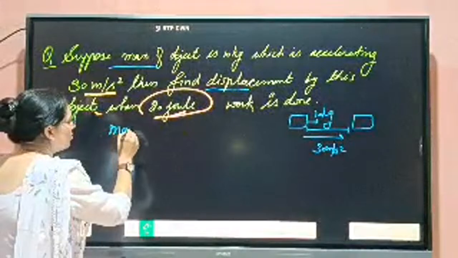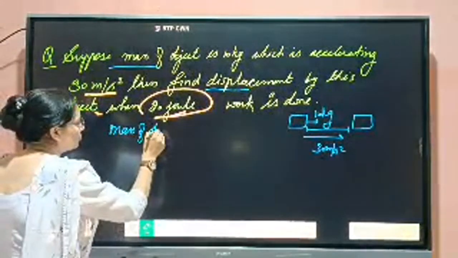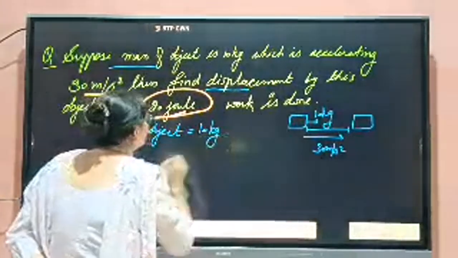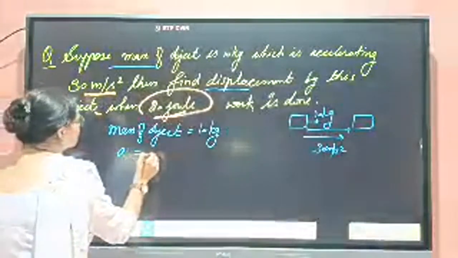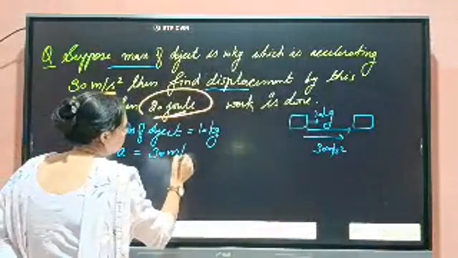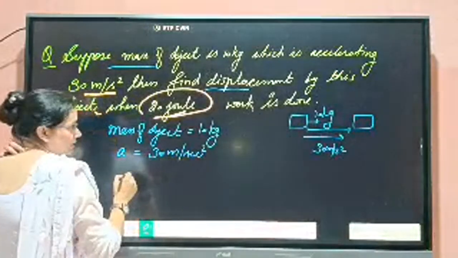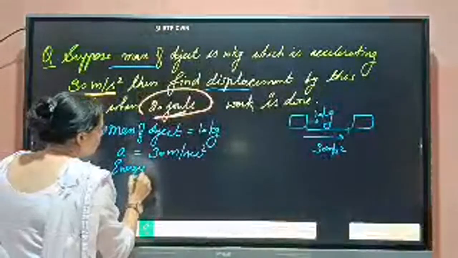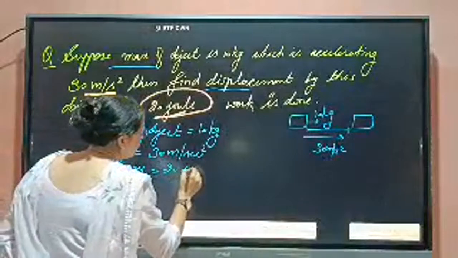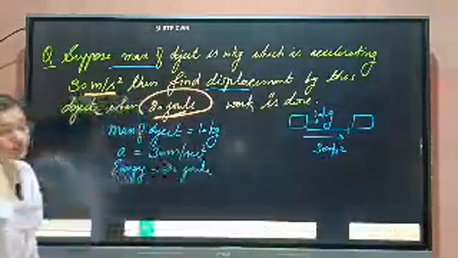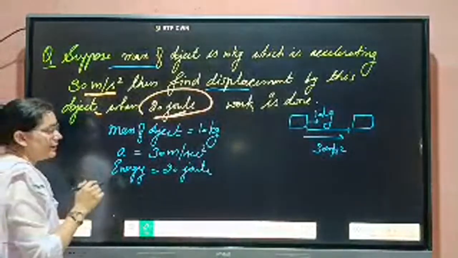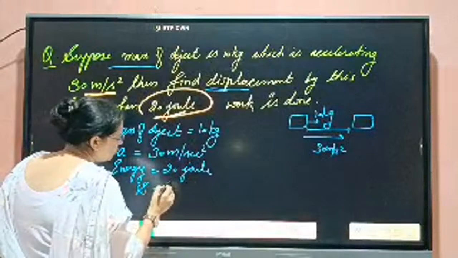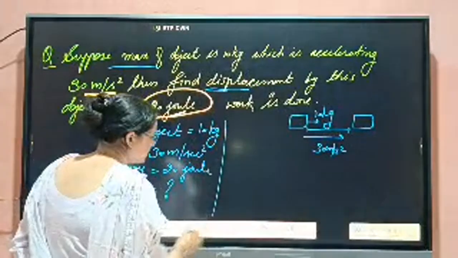So here, first we will write all the terms given in our question. The mass of the object is given as 10 kg. It is accelerating with acceleration equal to 30 meter per second square. Then the energy is equal to 20 joule. Clear. So using this, we have to find the displacement, S. So how will we find the displacement?